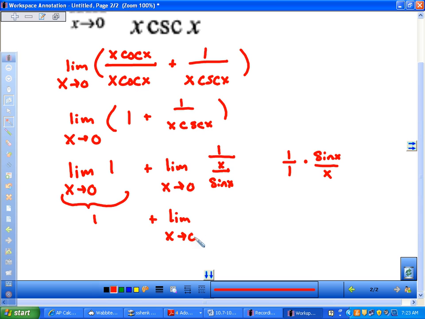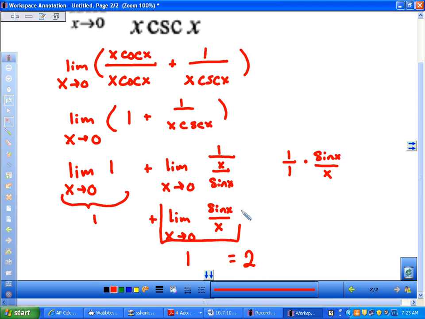x approaches 0 of sine x over x. And that's that important one that I had you write down. As x goes to 0, sine x over x approaches what? 1. That approaches 1 as well. So our limit here as x approaches 0 would be equal to what? 2. 1 plus 1 gives me that limit of 2.